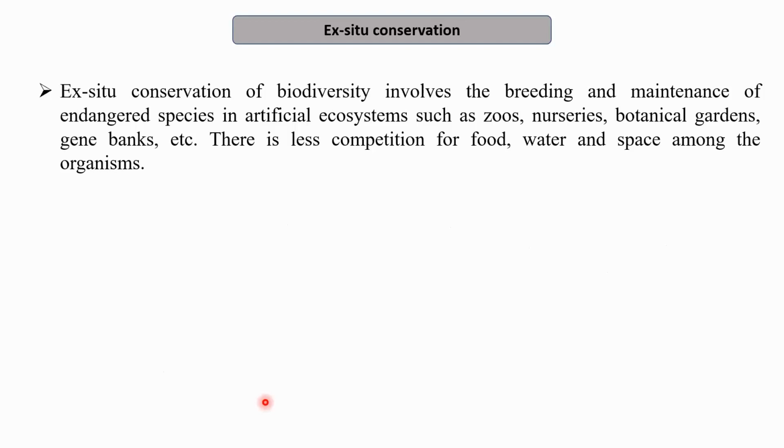The next, as I mentioned, was ex situ conservation. Ex situ conservation of biodiversity involves the breeding and maintenance of endangered species in an artificial ecosystem, for example, zoos, nurseries, botanical gardens, gene banks, etc. There is less competition for food, water, and space among the organisms, and therefore it is easy for the organism to survive. However, there are certain disadvantages associated with this: the organism might feel the lack of the natural ecosystem and might not behave normally as it used to in the natural ecosystem when we keep the animal in an artificial ecosystem.